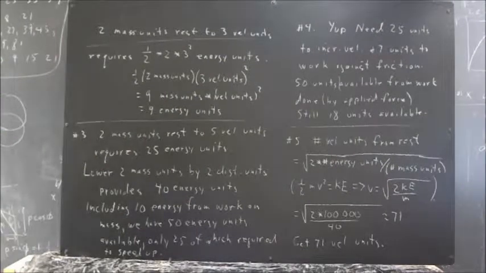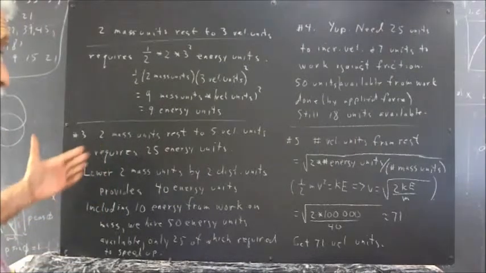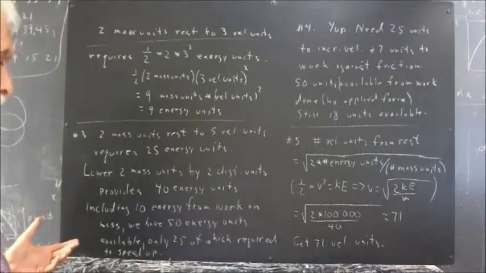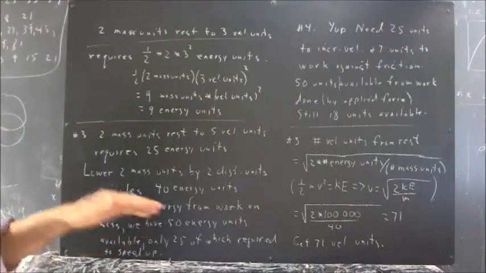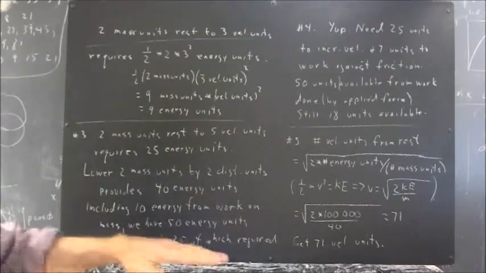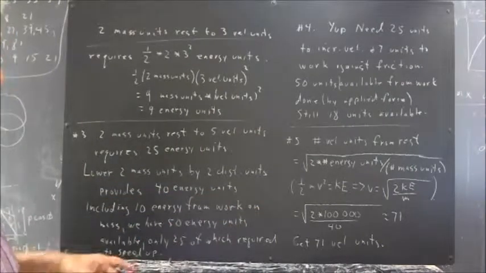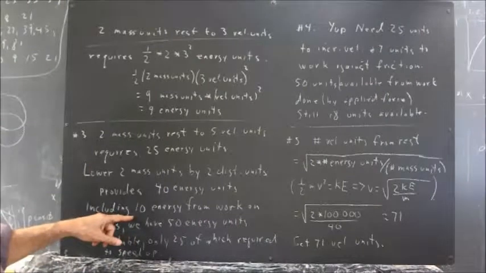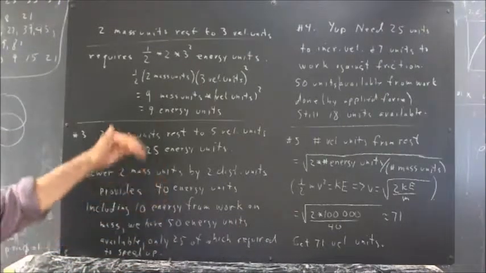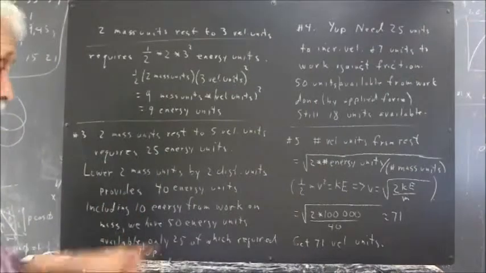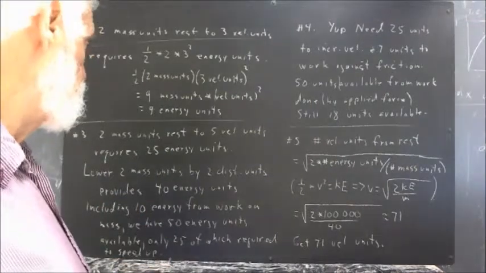Okay? Then our answer, of course, is yes. We move on to number 4. The quantities are the same as before, except that we're going to require an additional 7 units of energy to do the work against friction, to overcome friction. So, we still have our 10 energy units from work on the object. We still have 40 energy units from lowering the object, and that's a total of 50 energy units.